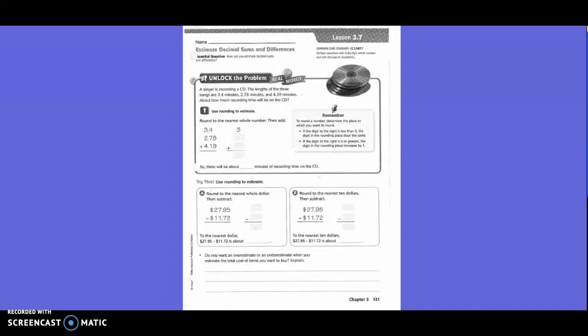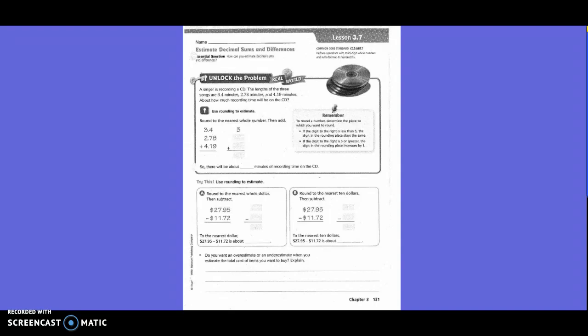Fifth grade, chapter 3, lesson 7. Estimate decimal sums and differences. Unlock the problem. A singer is recording a CD. The lengths of the 3 songs are 3 and 4/10 minutes, 2 and 78 hundredths minutes, and 4 and 19 hundredths minutes. About how much recording time will be on the CD?